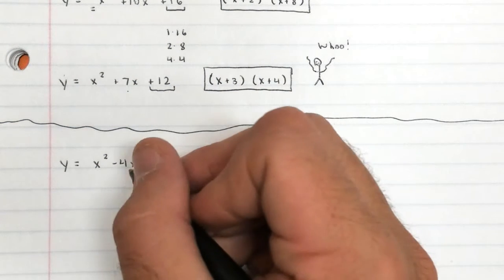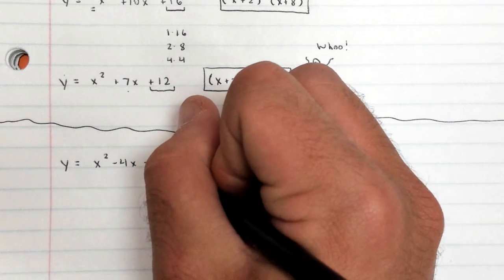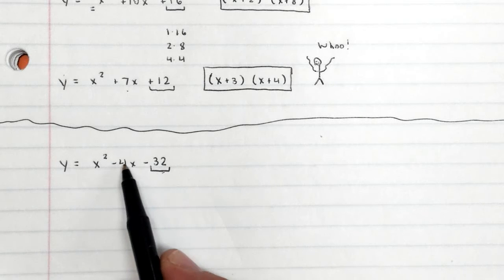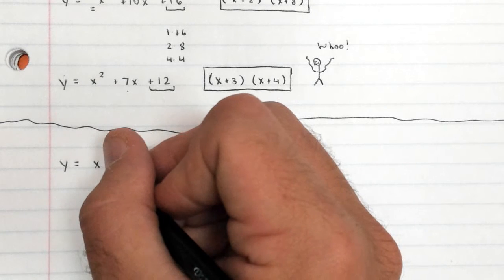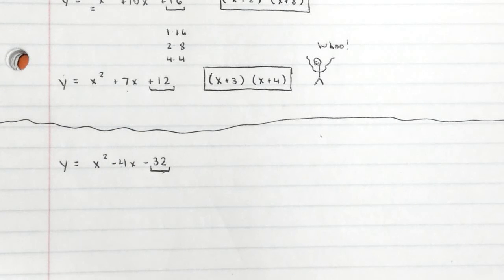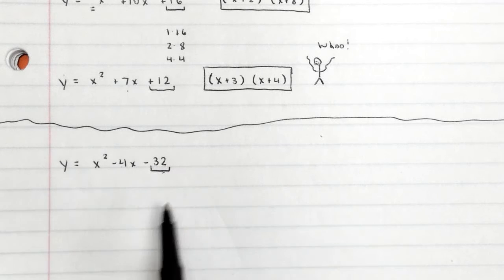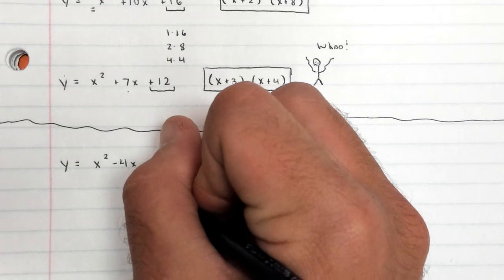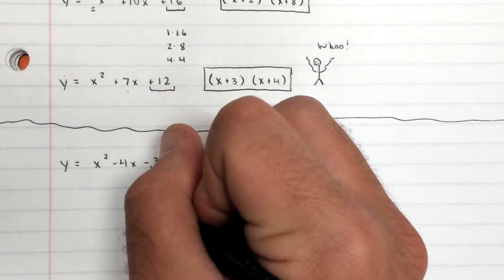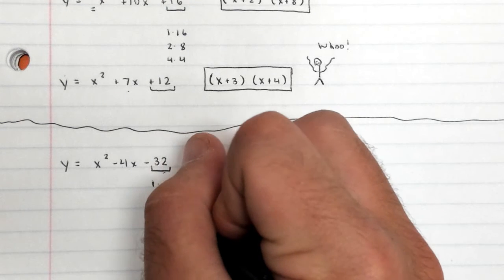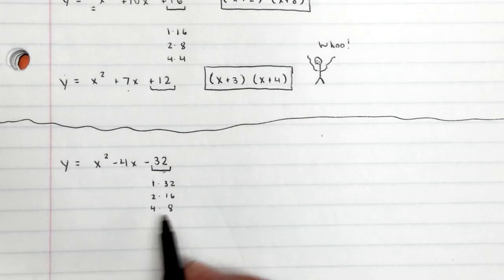Well, I'm going to go through the same process. 32. I want the factors of 32 that combine, but now I want them to combine to give a negative 4. So things that multiply to give negative 32, but add to give a negative 4. Well, let's think about the factors of just 32. I have 1 and 32, 2 and 16, 4 and 8. And I'm actually going to stop there.